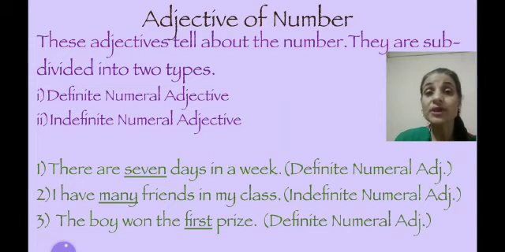One thing more, children: these adjectives are used before countable nouns. So when you have to identify the adjectives, you need not write definite numeral adjective or indefinite numeral adjective. You simply write adjective of number. Like, there are 7 days in a week. 7 is the fixed number, so definite numeral adjective. But if you have to write, you can simply write adjective of number. I have many friends in my class. The boy won the first prize. So 7, many, first, second, 12, they all are called the adjective of number.